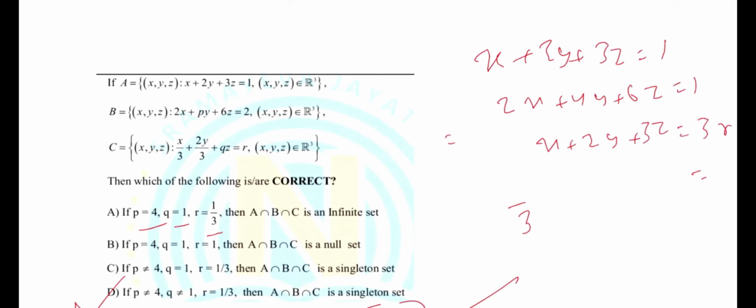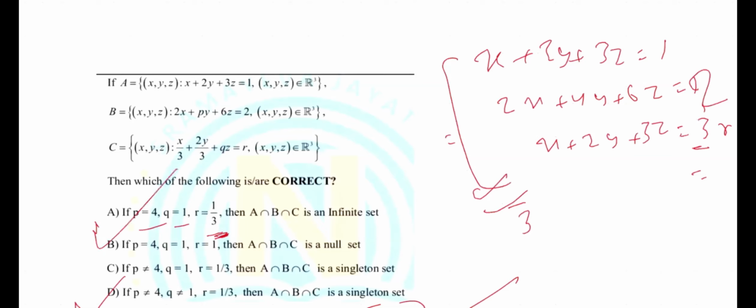And if r equals 1 upon 3, that is 3r equals 1, then all these equations will be identical, because this is not 1, this is 2. That implies there is only one plane, and one plane will have infinite solutions. That implies option A is correct.